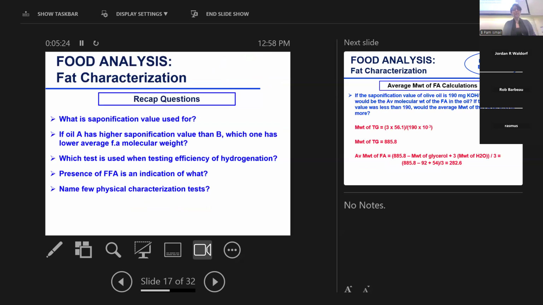Okay, which test is used when testing the efficiency of hydrogenation? So hydrogenation is taking unsaturated oil and hydrogenating it to break double bonds to get hydrogenated oil. So what test do you do to test the efficiency of that? The iodine value, because iodine value is a measure of degree of unsaturation. So you would normally measure it at the beginning before you do the hydrogenation, and at the end to determine if hydrogenation was complete.